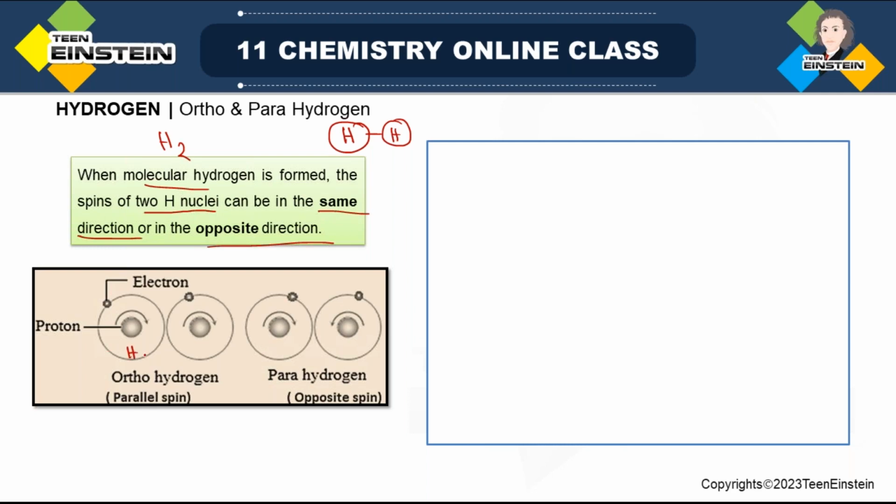So here we have one hydrogen atom, suppose hydrogen number 1, hydrogen number 2. You can see here both the spin directions are on the same side for the proton. So that is why it is called parallel spin, and it is also known as ortho hydrogen. It has nothing to do with the electron. It is all about the proton, that is the nuclei we are talking about. If it is opposite spin, you will call it para hydrogen.